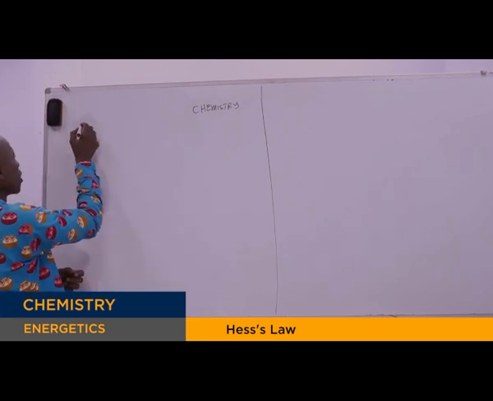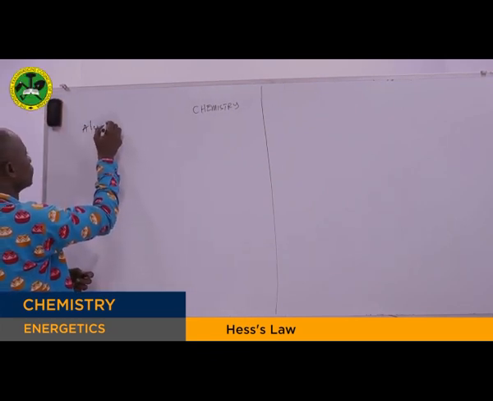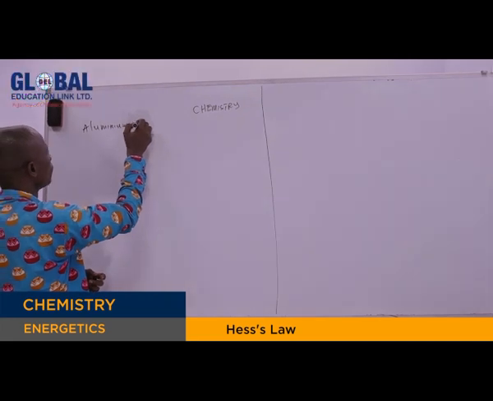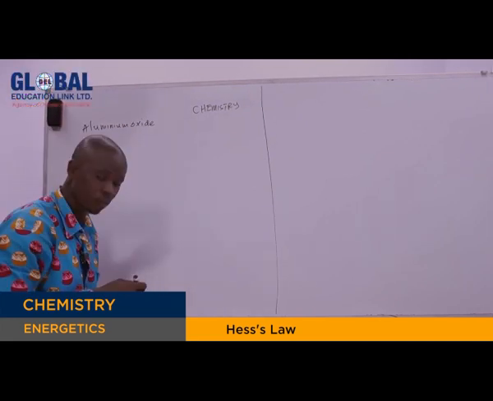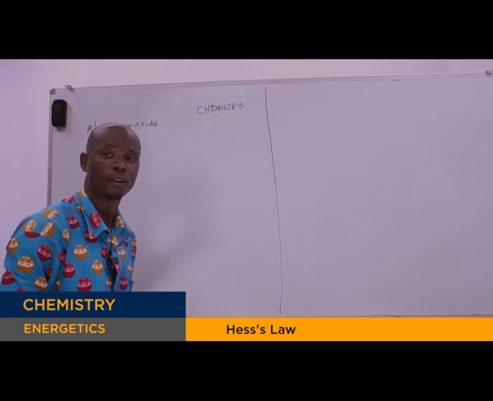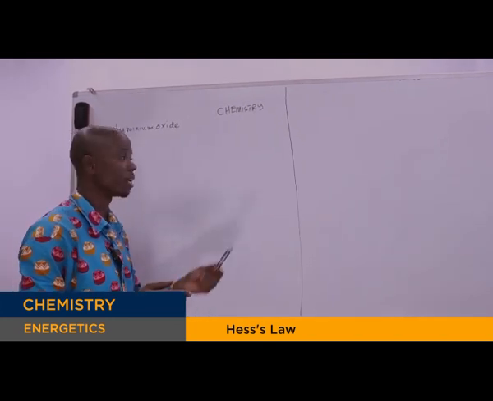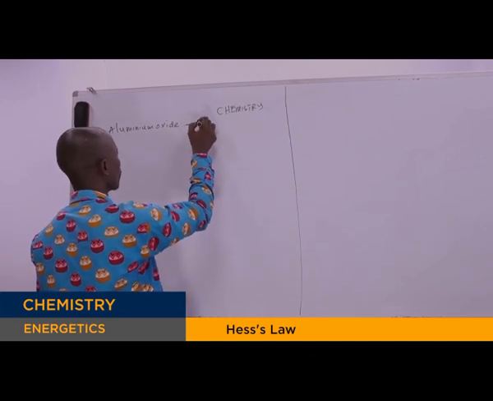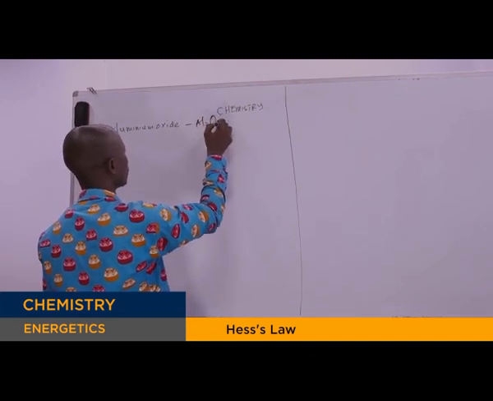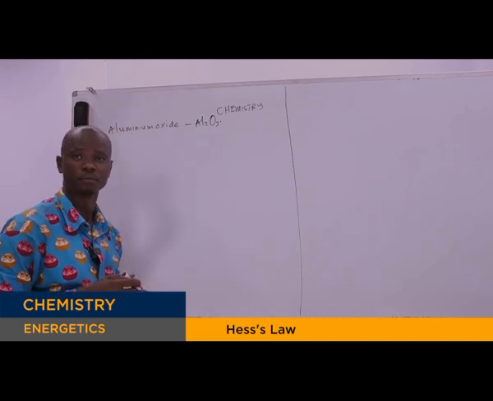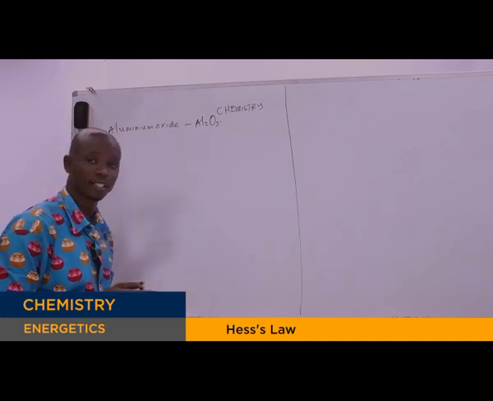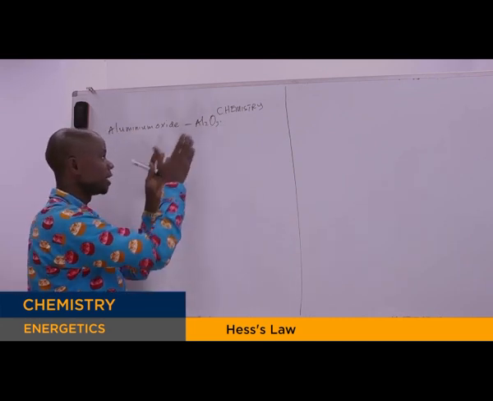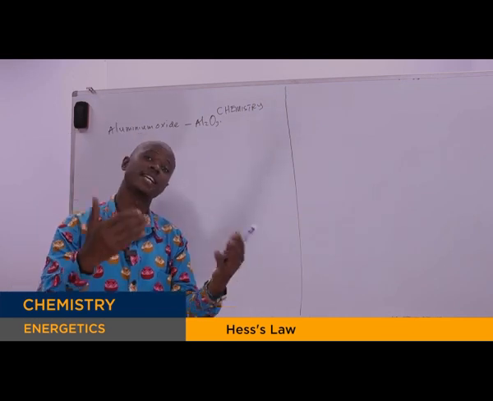The compound is aluminium oxide. What is the chemical formula of aluminium oxide? It is made up of two elements, aluminium and oxygen. The formula is this one. That is the formula. Now, if you have already written the formula, what is the next step?